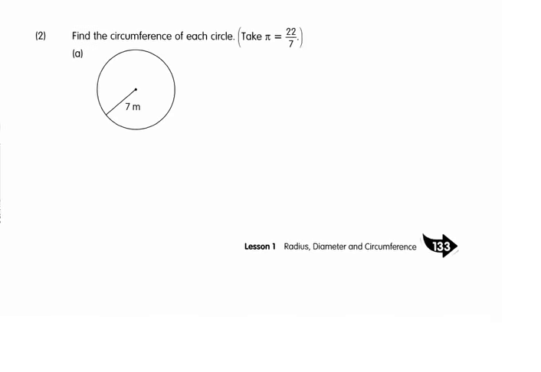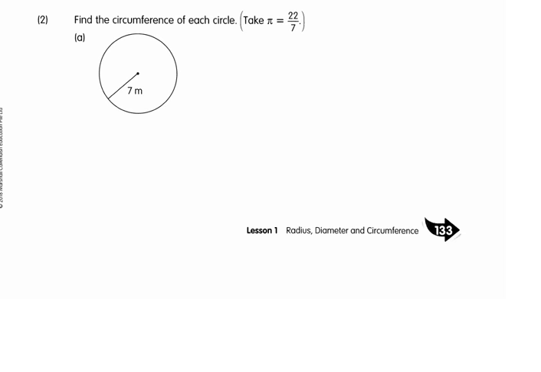Okay, now, are we given the diameter for this question? No. So, since we are not given the diameter, I need to use my radius, right? And then that means I need to use the other formula for circumference. So, we use 2 multiplied by pi multiplied by r. So far so good? So then I substitute my 2 in. My pi is 22 over 7. My radius is 7, right? Correct? Okay.